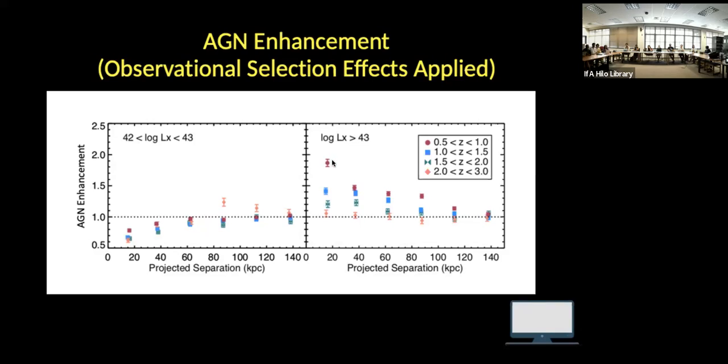But again, it is very interesting that this trend is similar to what we have seen in star formation rate in observations and simulations, which is that as you go to higher and higher redshift, the enhancement values are lower. And if you look at the very high redshift bin of 2 to 3, you don't see almost any enhancement in the AGN activity, even in the highest X-ray luminosity bin.